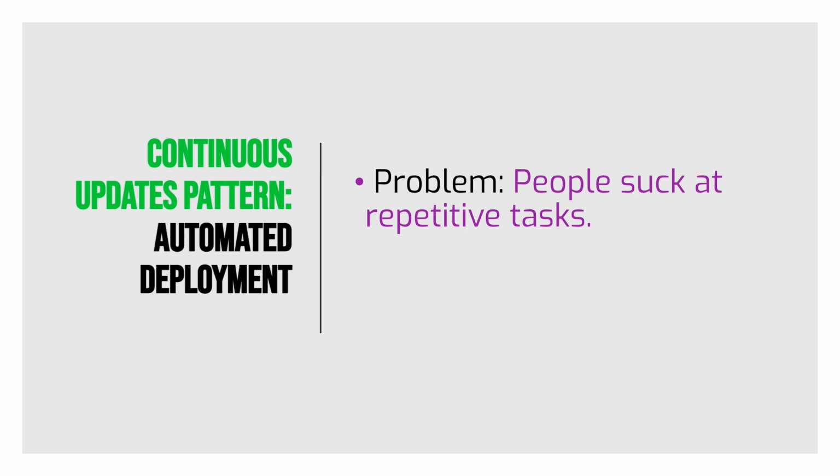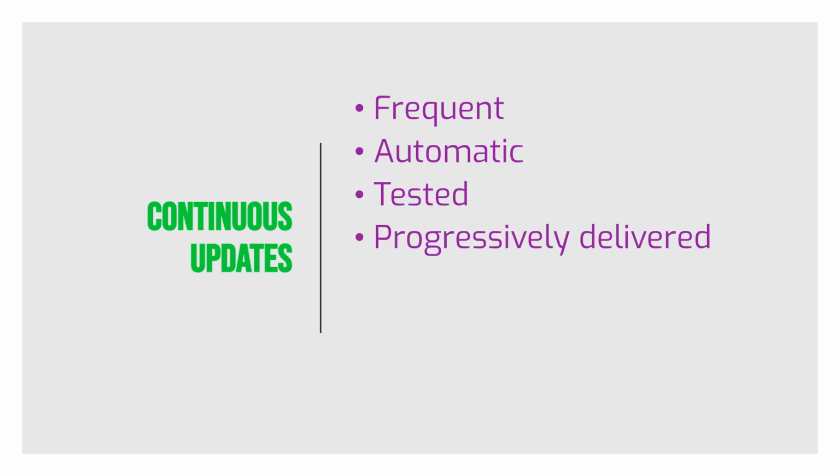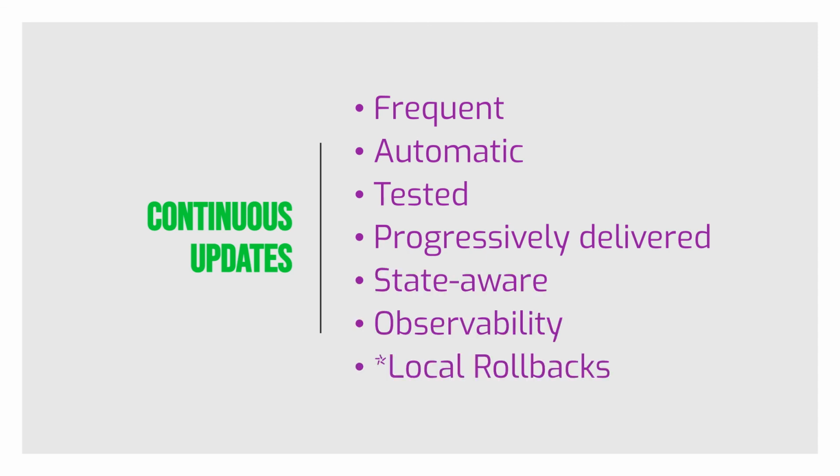Let's talk a bit about automated deployment. So the problem is, again, people really suck at repetitive tasks, and we need to automate everything, right? We already said that. So let's try to summarize. Continuous updates should be frequent, automatic, tested, progressively delivered, and state aware, and of course observability, as I said. And if possible, local rollbacks are super important too.